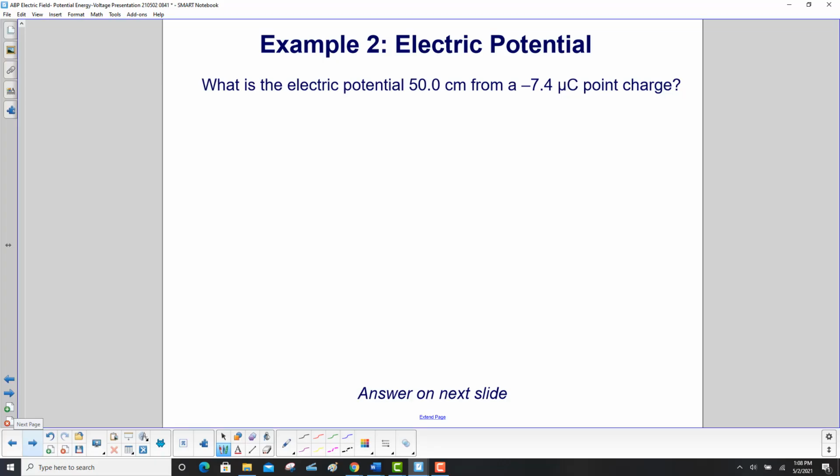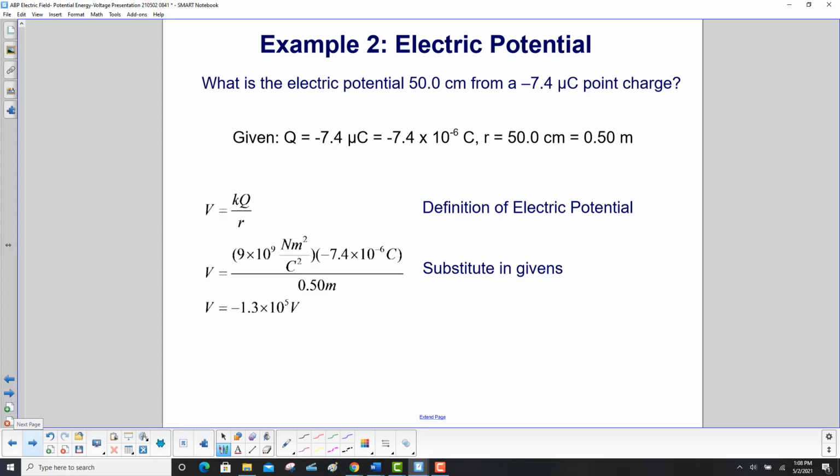What is the electric potential 50 centimeters away from a minus 7.4 microcoulomb point charge? We have our equation for voltage, or electric potential. Substitute in the numbers, make sure you carry the negative sign here, and you get a negative 1.3 times 10 to the 5th volts.